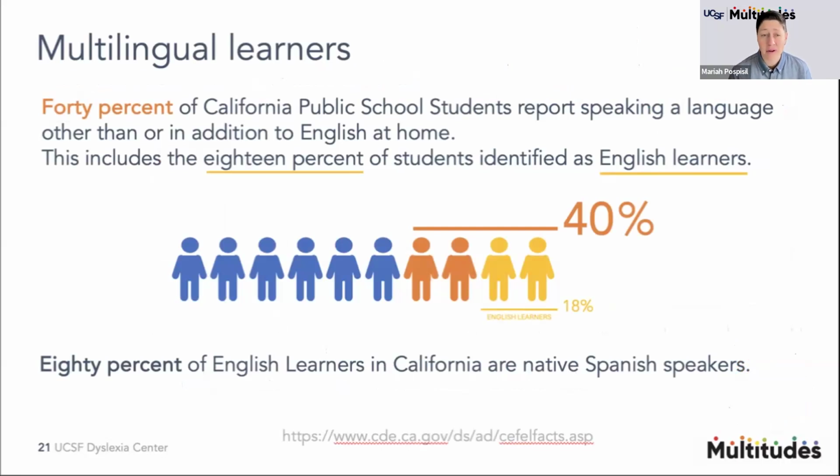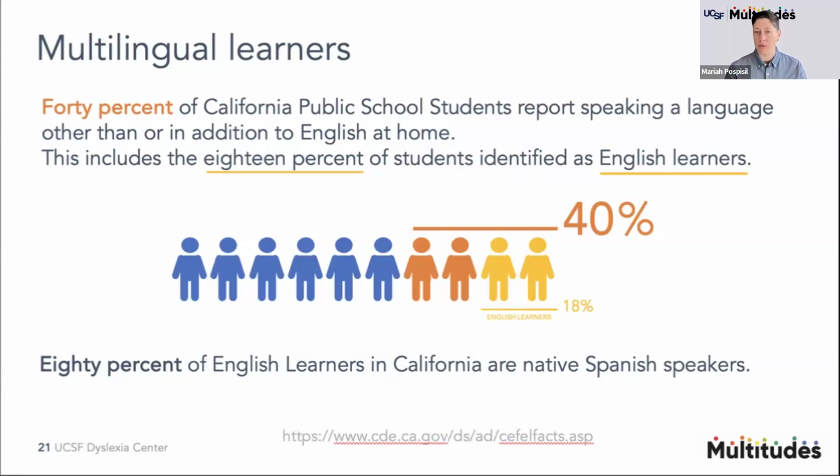So 40% of our public school students speak a language other than English at home. And this is 18, actually closer to 19 by now, percent of students who identify as English learners. So we're getting close to 1 in 5 students who are English learners. So super important that we have a screening tool that doesn't over-identify these students, doesn't inappropriately identify them as having a reading difficulty if they're just still developing English language proficiency.